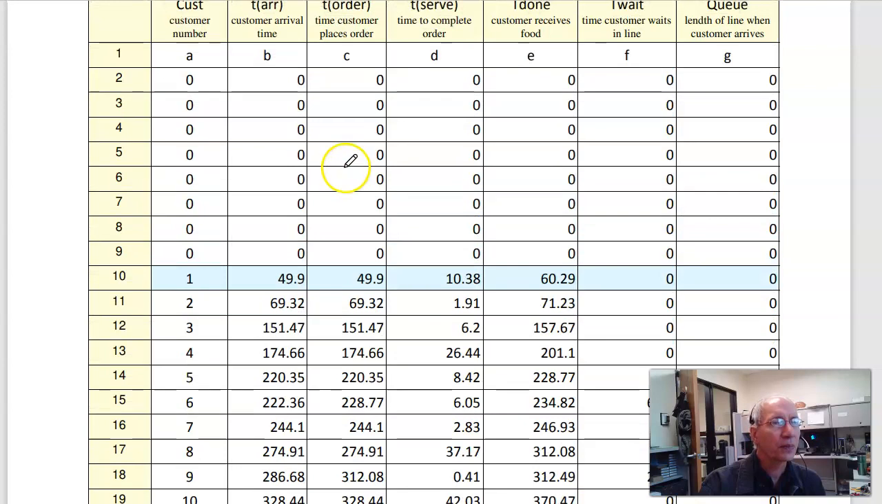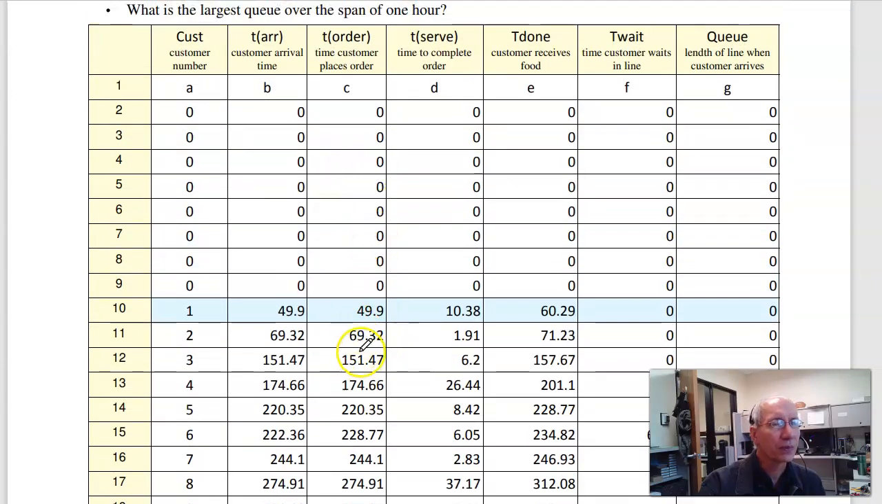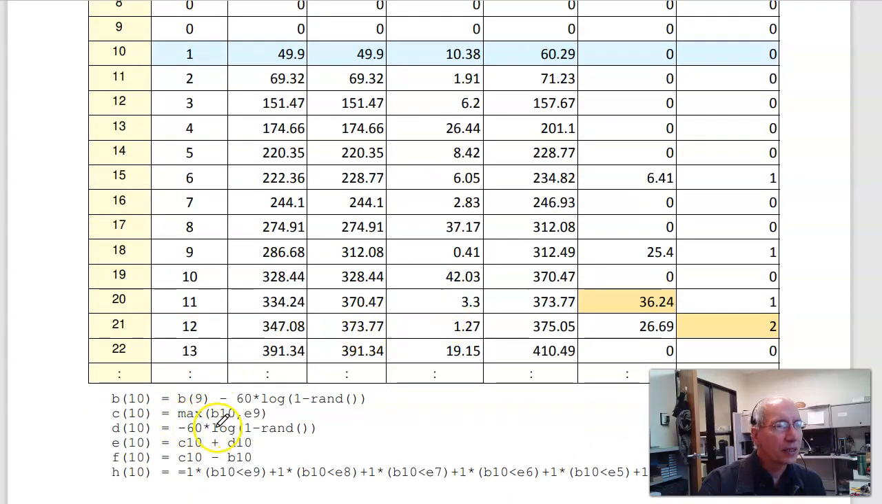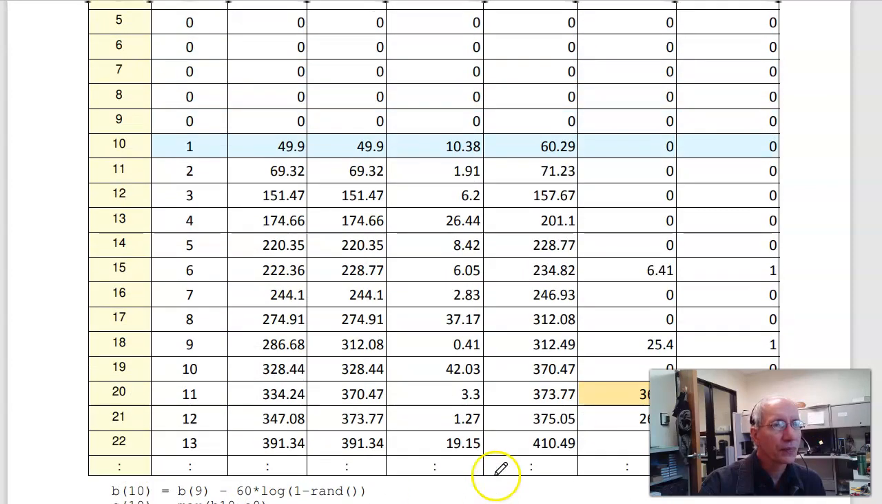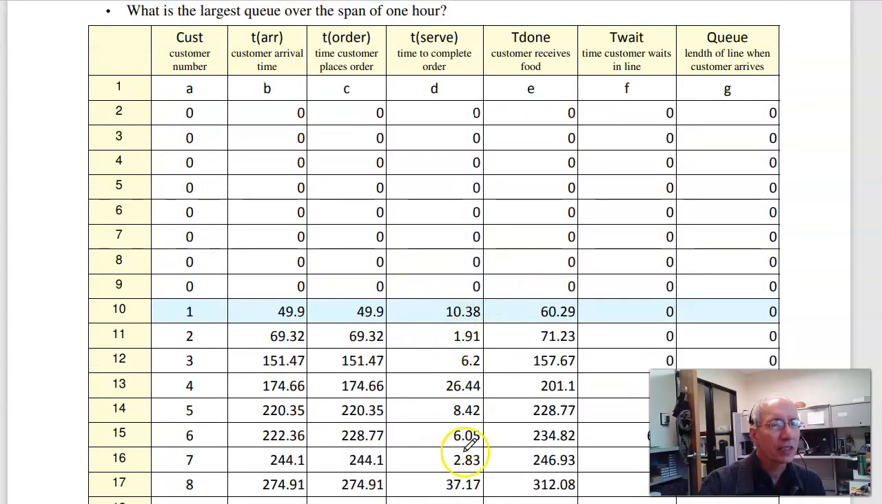Ignore column C for now. The serving time is the same idea. The time it takes to serve is an exponential distribution with the mean of 30 seconds. So I've got these guys. The time that I'm done is the time that I place the order plus the time it takes to serve me. That's when I'm done.